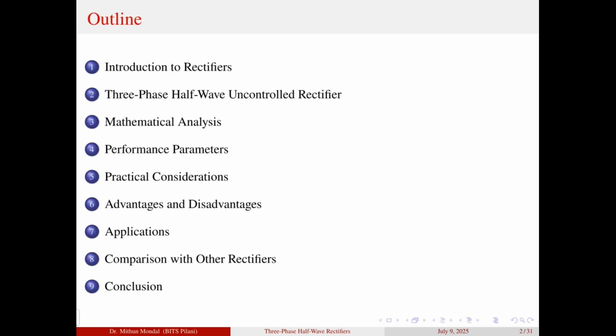First, we will discuss a little bit on rectifiers. What is a three-phase half-wave uncontrolled rectifier? We will do its mathematical analysis and compute the performance parameters. We will see what the practical considerations required for this are, the advantages and disadvantages of the uncontrolled rectifier, the applications, and the comparison with other rectifiers as well. Finally, we will conclude our discussion.